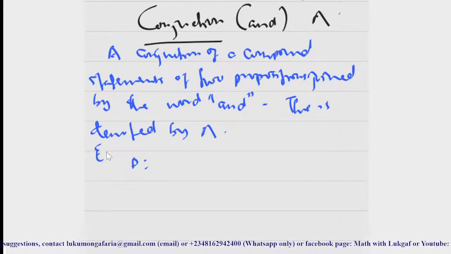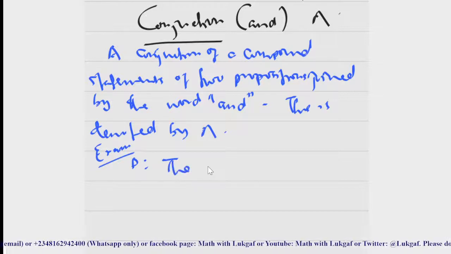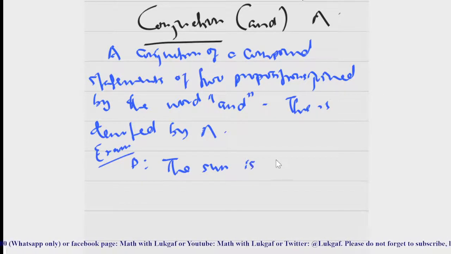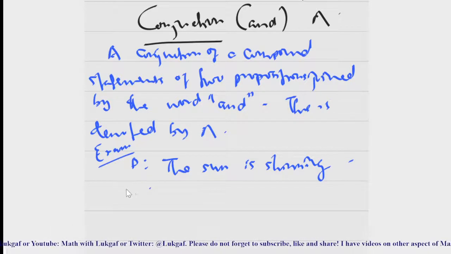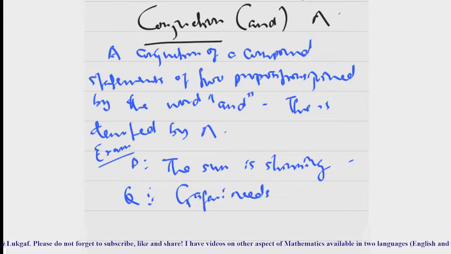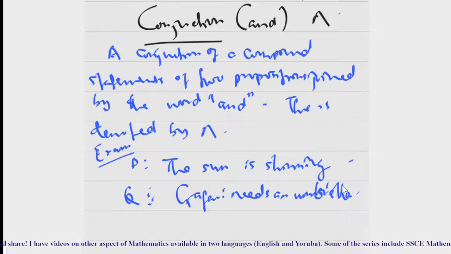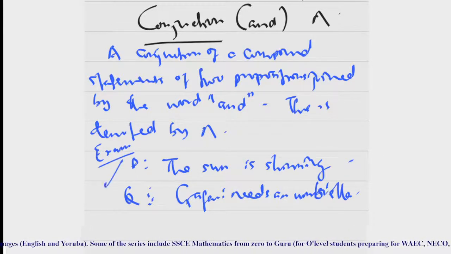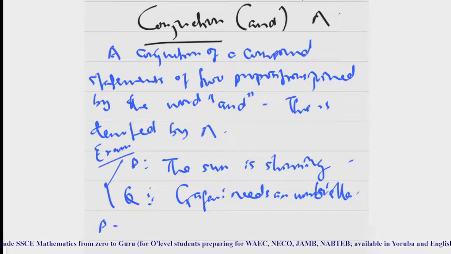For example, P: the sun is shining, and Q: Gafari needs an umbrella. You can see that P is a statement, Q is also a statement. So from the two statements, that is P and Q, we can have a compound statement of P and Q.